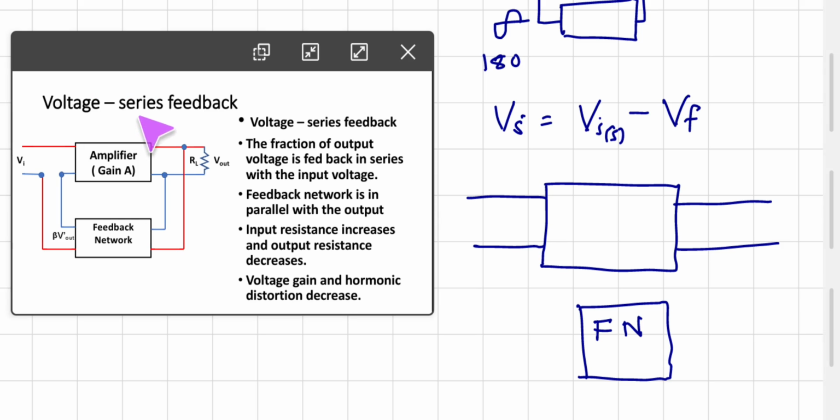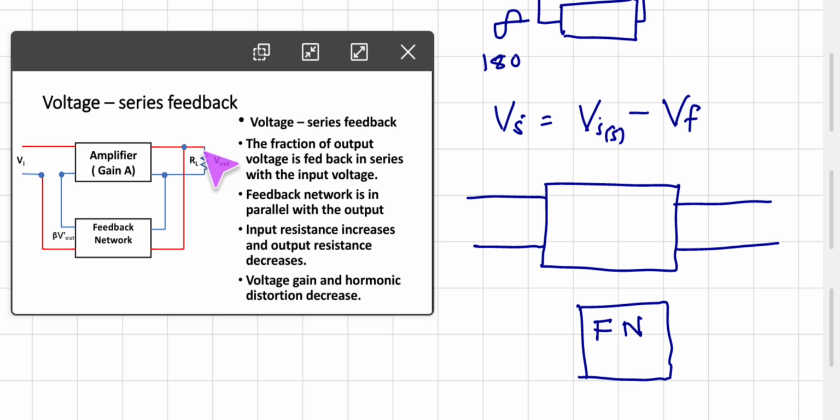So here it is voltage series feedback. See, here in the circuit, these are the input terminals. Input is given and we get output, and the load resistance RL is connected across the output terminals. In voltage series feedback, the output voltage is given to the feedback network, but look carefully that the voltage which is fed back is not connected to both terminals but to one terminal only in series, and so the fraction of output voltage is fed back in series with the input voltage. The feedback network is in parallel with the output.